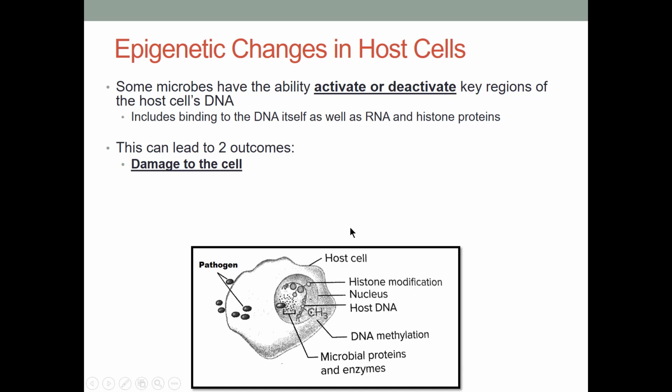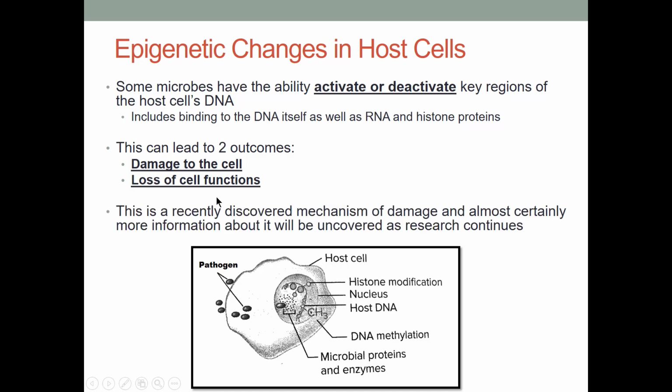Epigenetic changes are complex, and these are a newer mechanism that has been noted in the last 10 years or so. So still a lot of ongoing investigation here. But generally speaking, the body's epigenetic mechanisms are like the switches that turn different genes on and off. And so the general speculation is that bacteria in different ways can activate or deactivate this DNA. And when doing that, that could cause damage to the cell or loss of cell functions. And as it says here, this is a recently discovered mechanism. So a lot of speculation, but more and more research is confirming that this is likely what's happening.